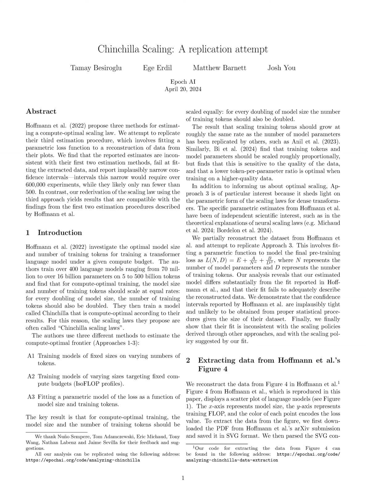By training over 400 language models of varying sizes and training token amounts, the authors establish that for every doubling of model size, the number of training tokens should also be doubled for compute optimal training. The method also aims to replicate and assess the parametric scaling laws proposed by Hoffmann et al., particularly focusing on approach 3, which involves fitting a parametric function to model the final pre-training loss based on the number of model parameters and training tokens. The proposed method ultimately seeks to provide insights into the optimal scaling relationships for training transformer language models efficiently within a given compute budget.